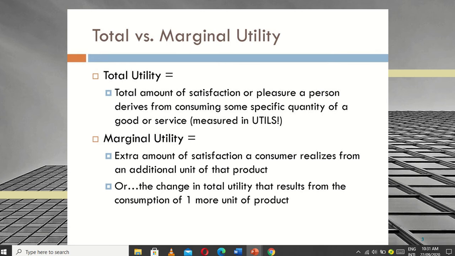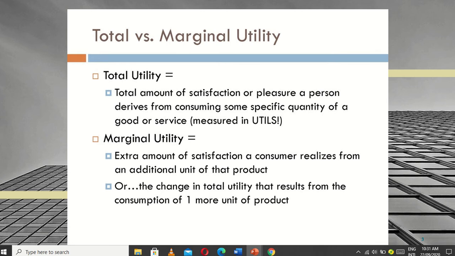When we say total utility, this is the total amount of satisfaction or pleasure a person derives from consuming some specific quantity of a good or service. When we say marginal utility, this is the extra amount of satisfaction a consumer realizes from an additional unit of the product, or the change in total utility that results from the consumption of one or more units of the product.